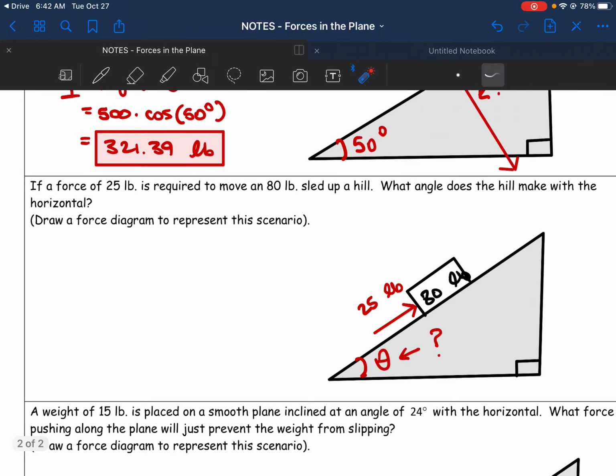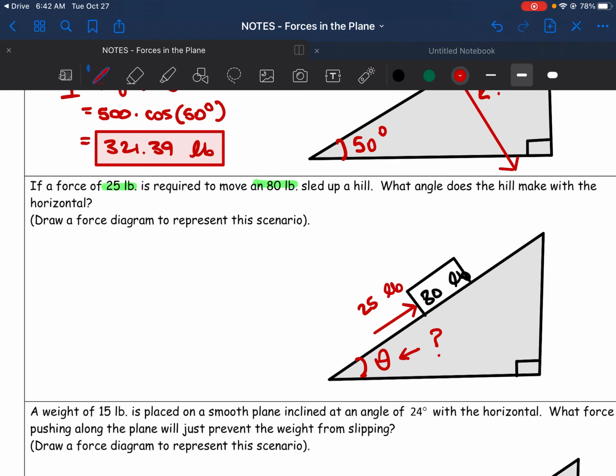In our next example, if a force of 25 pounds is required to move an 80-pound sled up a hill, then what angle does the hill make with the horizontal? So notice in this example, again, we have the weight of the object, 80 pounds. That's going to be our mg. So I'm going to go ahead and highlight that. But notice that it's saying a force of 25 pounds is required to start moving this sled up the hill. So that is our parallel force. We have our parallel force of 25 pounds being applied to the box moving on this inclined plane.